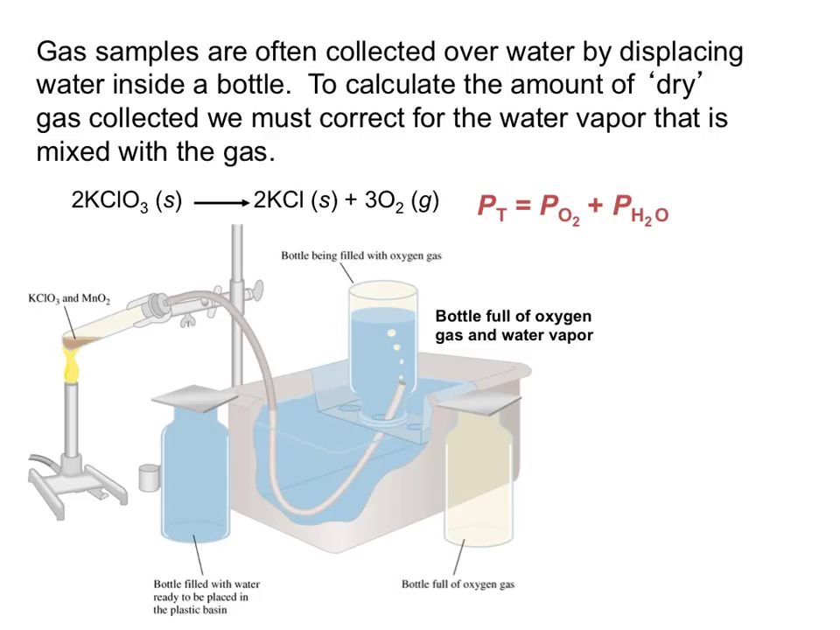Now, as we're collecting gas, sometimes depending on the temperature of the reaction conditions, or temperature of the room rather, the water that's in the container will also vaporize. And basically, you're not just trapping oxygen or whatever your product gas is up here, but you're also trapping some water vapor. So whenever we're collecting a gas over water, we need to account for that water vapor pressure.